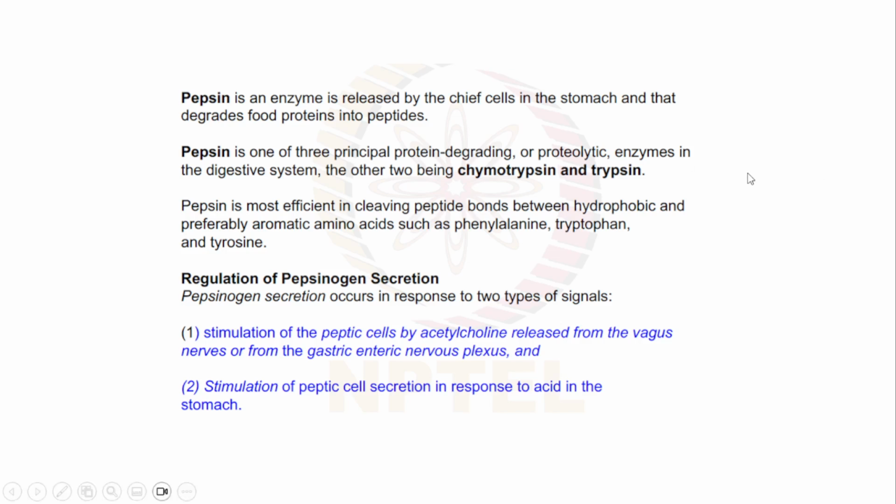So, regulation of secretion. Pepsinogen secretion occurs in response to two types of signals. Stimulation of the peptic cells by acetylcholine released from what? Vagus nerve. Okay? And stimulation of peptic cell secretion in response to acid in the stomach. So this acid activates this pepsinogen and also it helps in the secretion. It acts as a stimulant for the secretion of this pepsinogen.